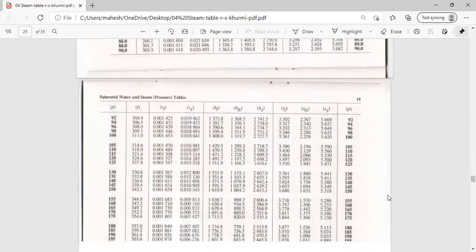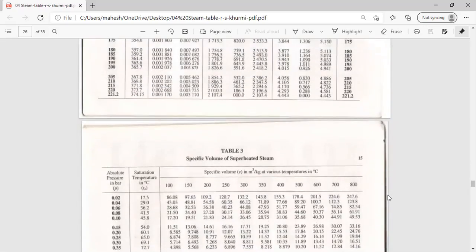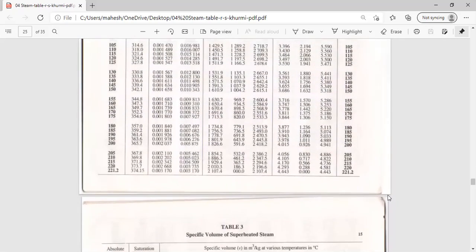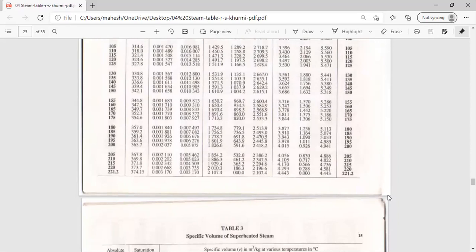At the critical point, if you see at the critical point, look at this value 221.2, you will find that this hfg value, the latent heat of vaporization, that is hg minus hf, is equal to 0. So the critical point is a point where the latent heat of vaporization becomes 0.